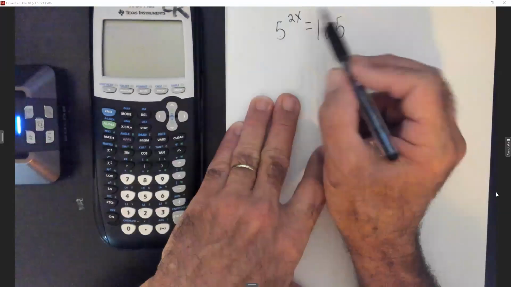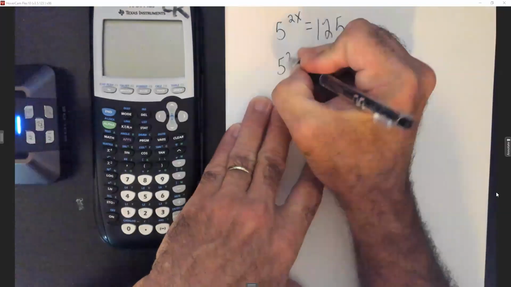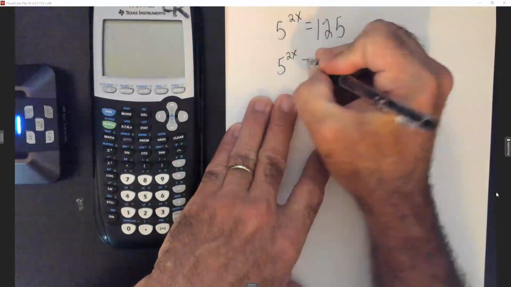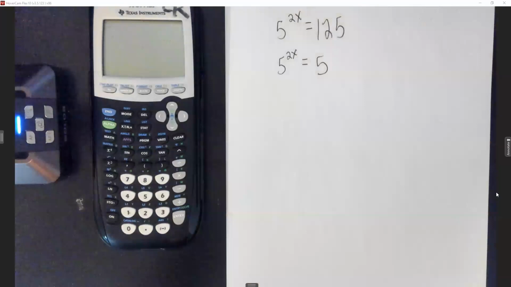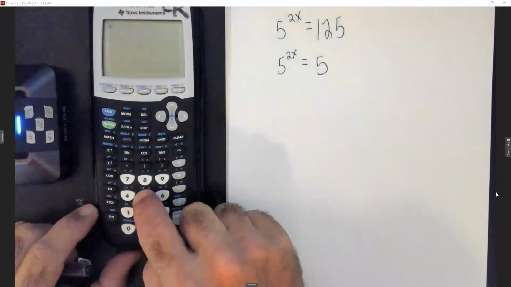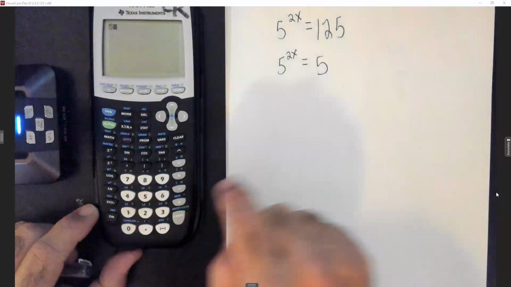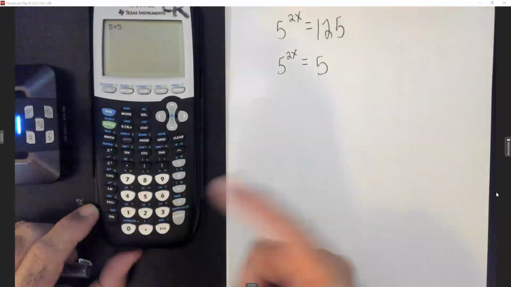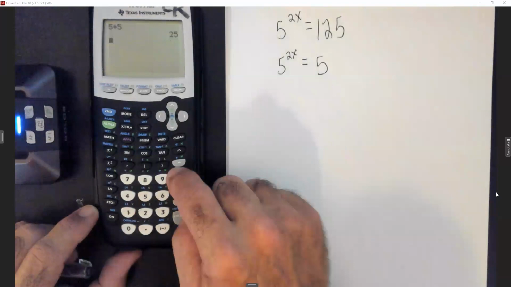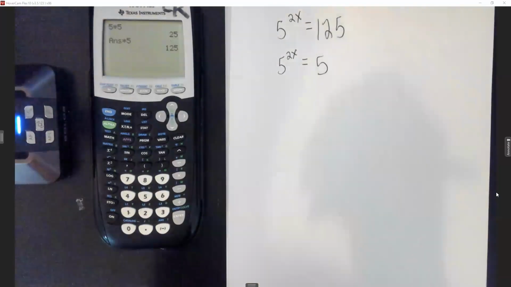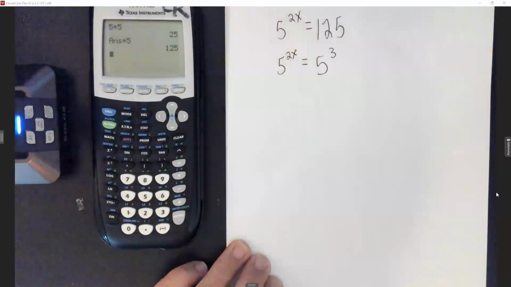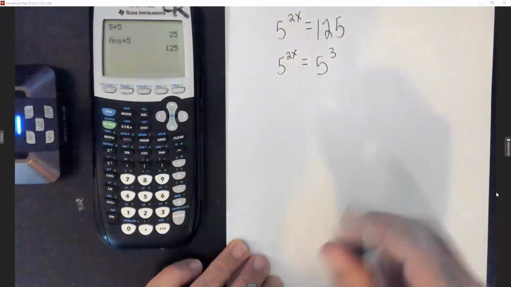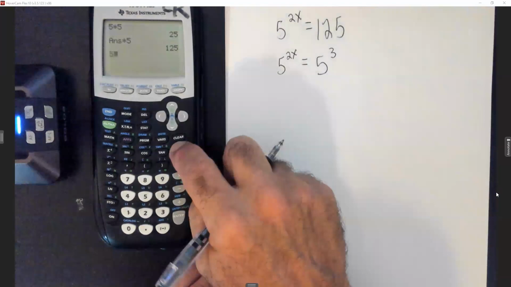So bring down that 5 to the 2x, and I know I can rewrite 125 as 5 with an exponent. So let's see, how many times can I multiply 5 to get 125? So 5 times 5 is 25 times 5, 125. So I did that 3 times, so that would be 5 to the third. 5 to the third, if we punch it in, equals 125.